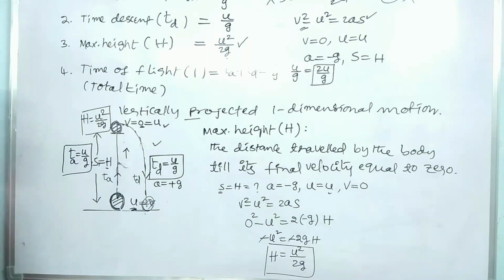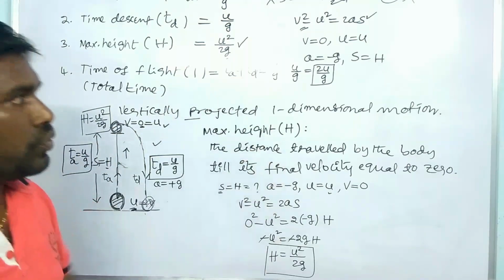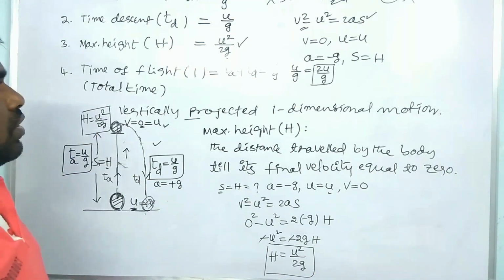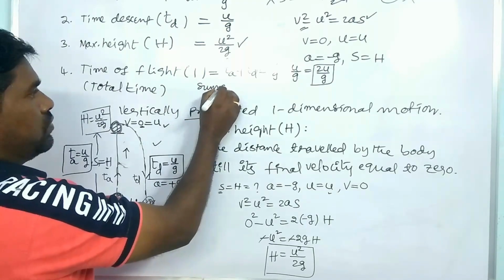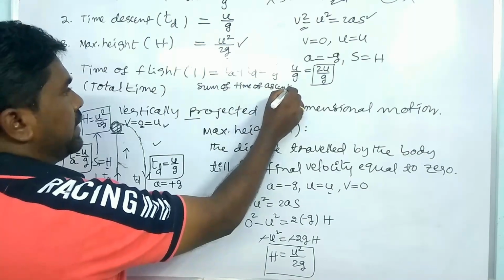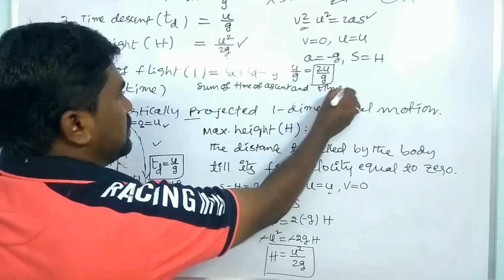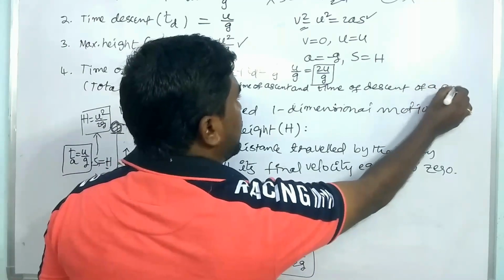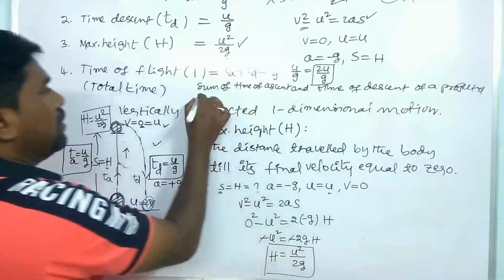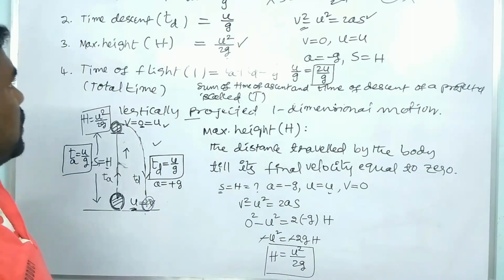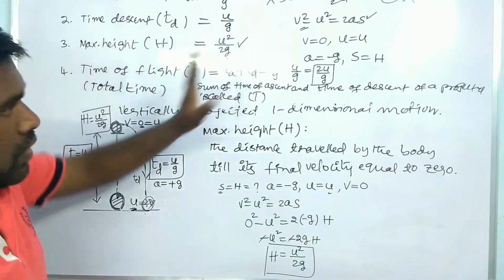Very important. How much time will it take to reach the ground point from the initial position? So that is 2U by G. So the sum of the time of ascent and time of descent of a projected body is called time of flight. So these are the variables we need to learn.